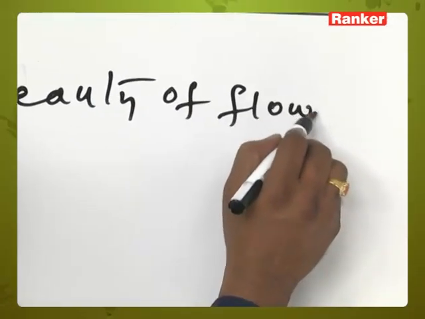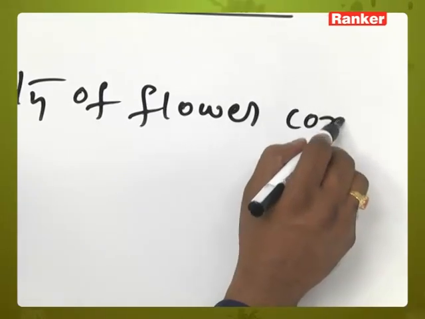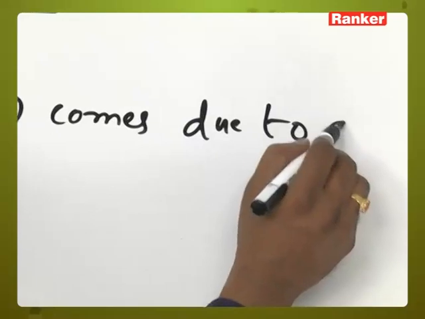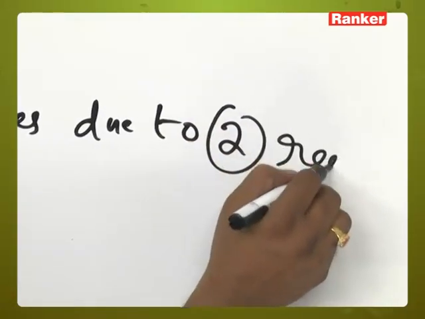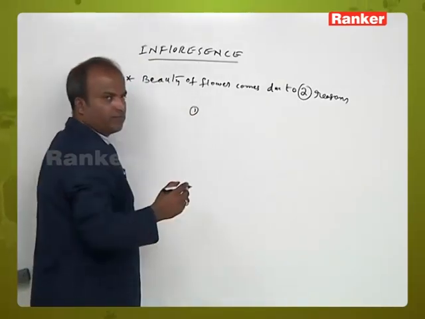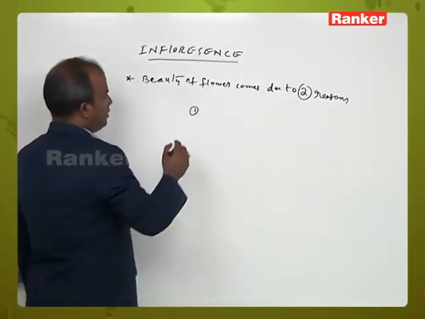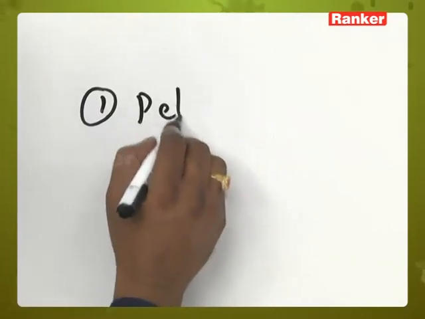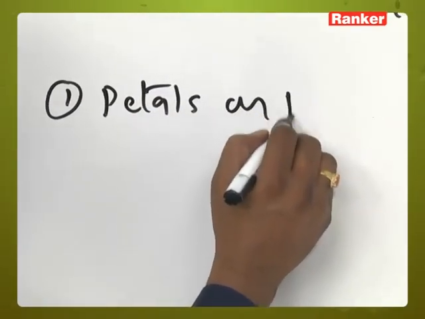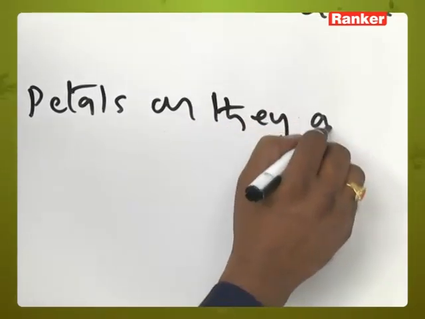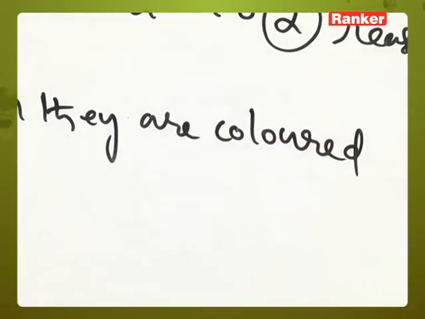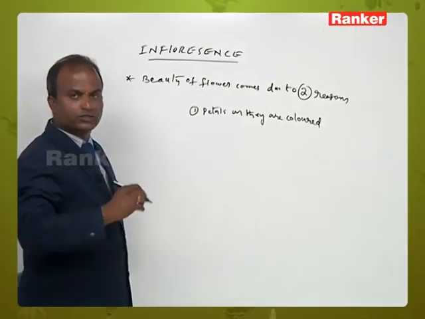Flower comes due to two reasons. Comes due to how many reasons? Two reasons. What is the first reason why the flower looks beautiful? Means here the petals, as they are colored, due to which that flower looks beautiful.